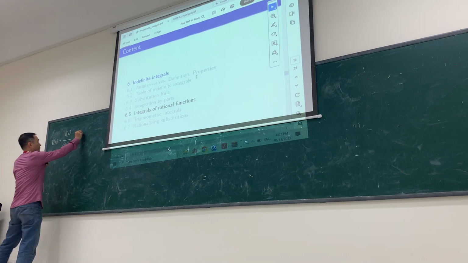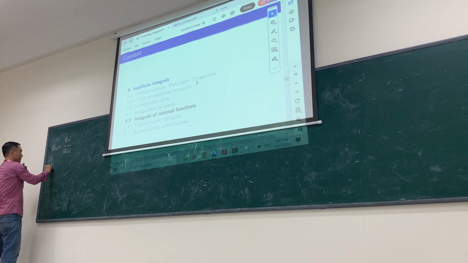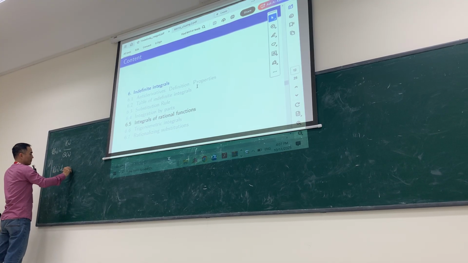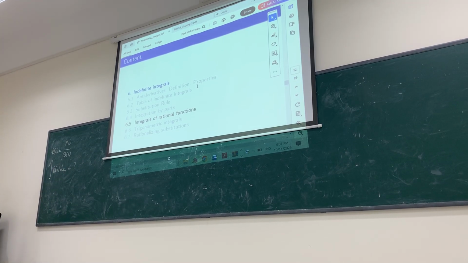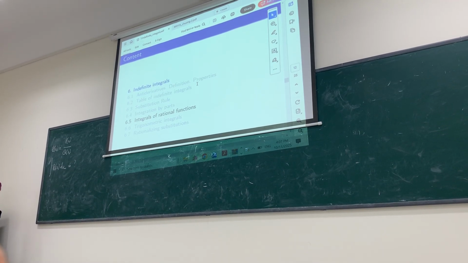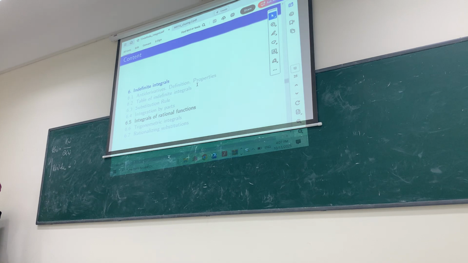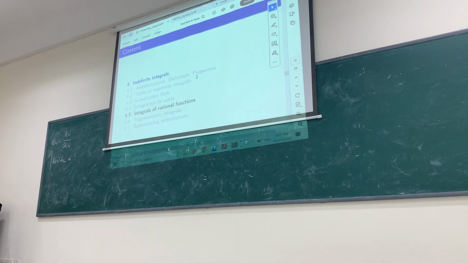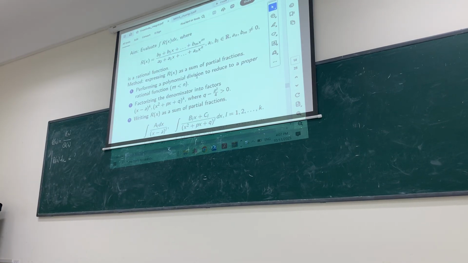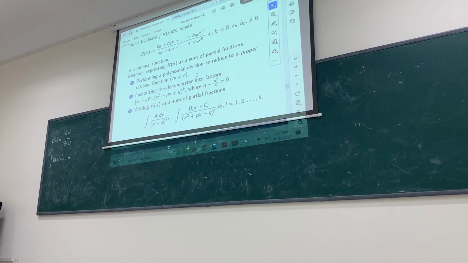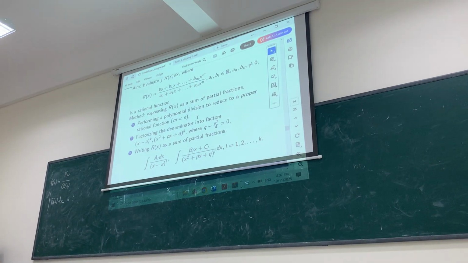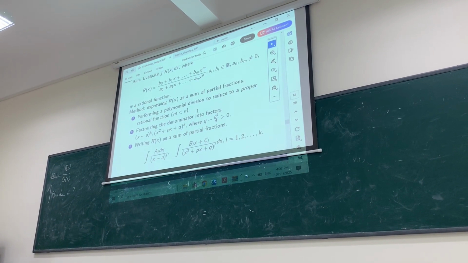We want to evaluate an integral of this form: the integral of a rational function, where P and Q are polynomials. Now, how do we evaluate the integral of a rational function?